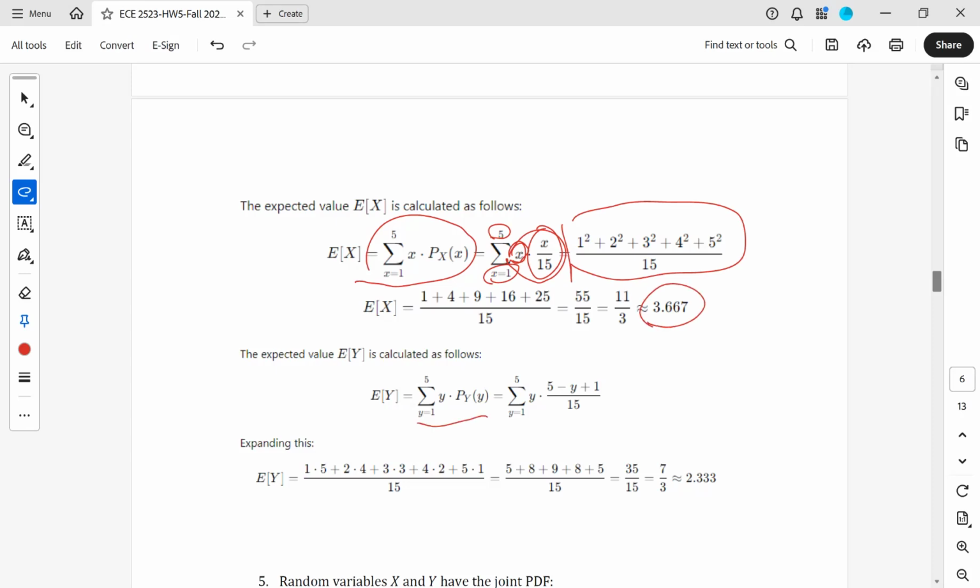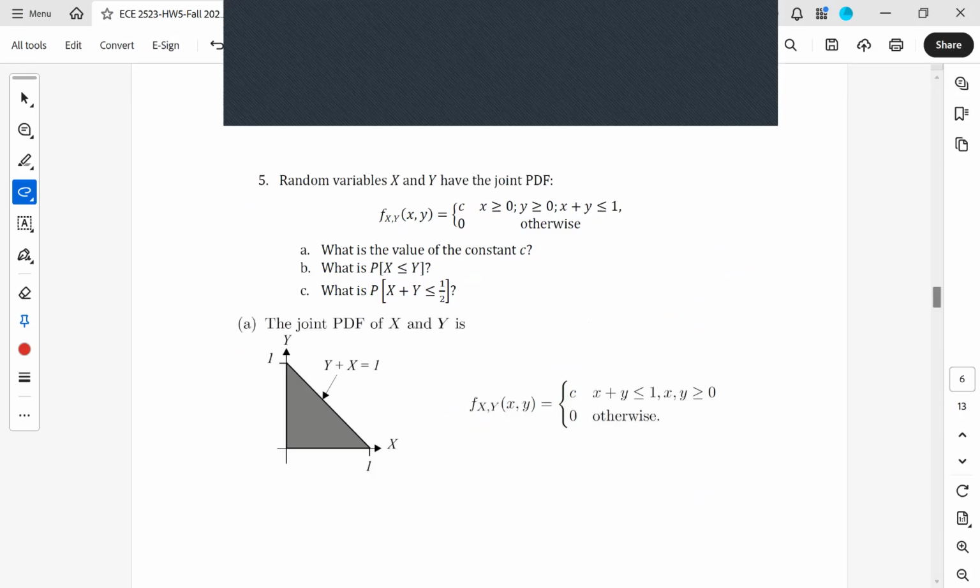Same goes for y. We have the marginal PMF for y. We know all the y's, okay? So we could calculate the summation of those multiplications, meaning we could calculate the expected value of y. Is that clear? Any question about this problem, problem 4? No? Good. Let's move on to problem 5.